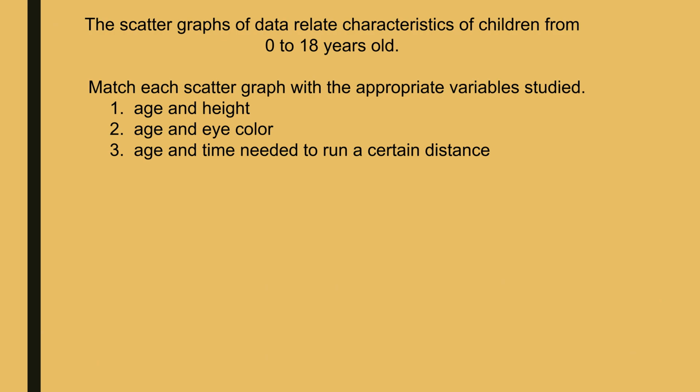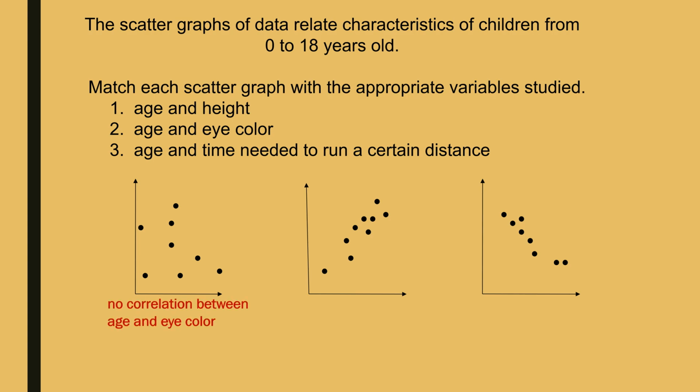So this example will also help you. Let's take a look at it. The scatter graphs of data relate characteristics of children from 0 to 18 years old. Match each scatter graph with the appropriate variables studied. You have the first one, the age and the height, the second one, the age and eye color, and the third one, the age and the time needed to run a certain distance. So for the first one, we have that there is no correlation between the age and eye color, and that is number 2, because you have the points randomly plotted around the scatter graph.